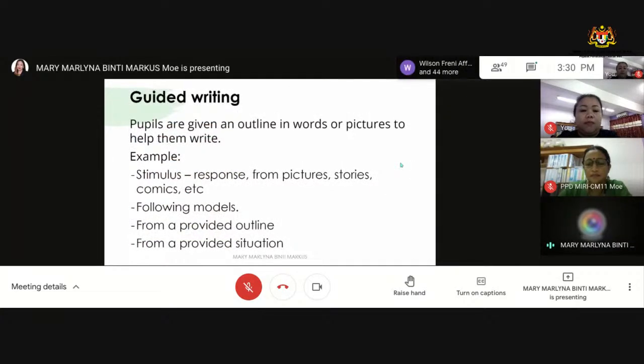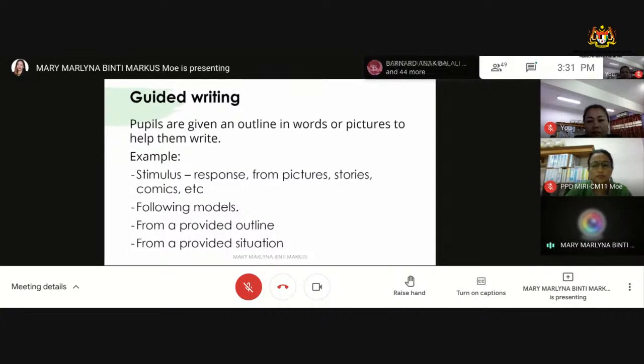The next type of activity is guided writing. Pupils are given an outline in words or pictures to help them write. For example, a stimulus response from pictures, from stories, comics, or following models from a provided situation. Usually, guided writing is similar to the UPSR format paper for the writing section, Paper 2. In Section C, there is a stimulus, and they provide an outline for the pupils to be able to write the essay.